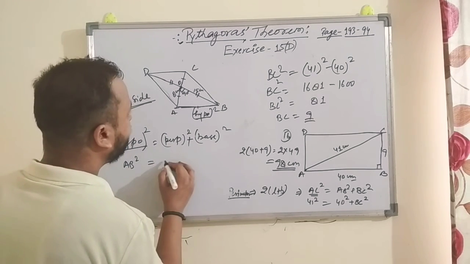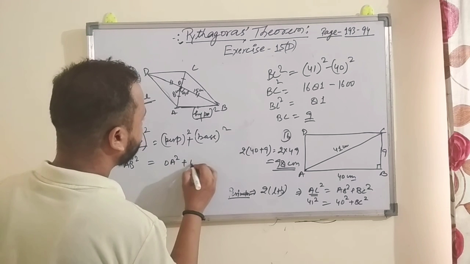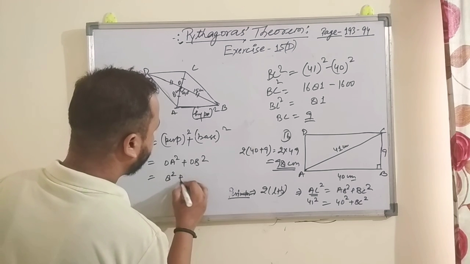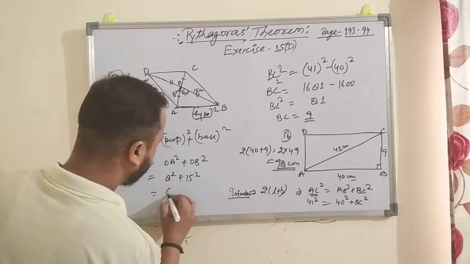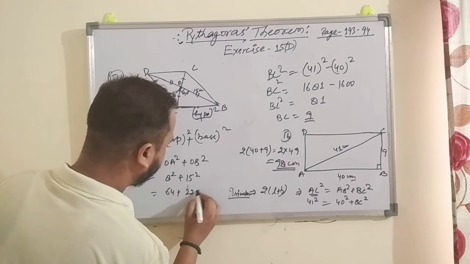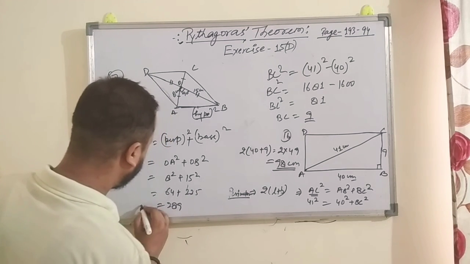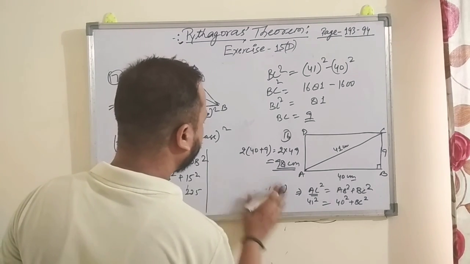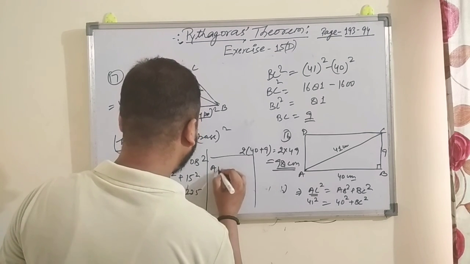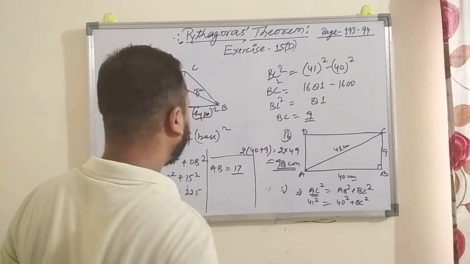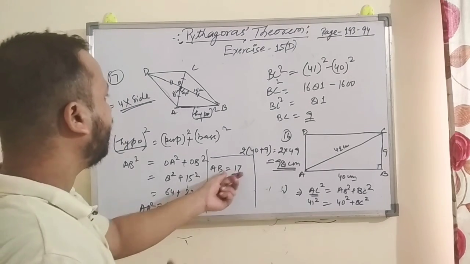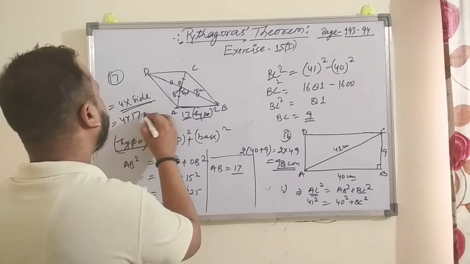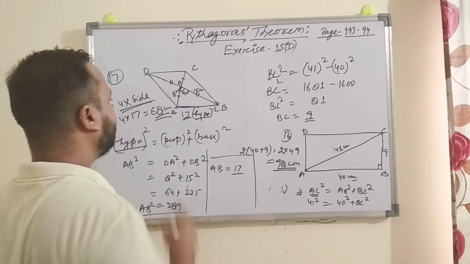You have to find it as OA square plus OB square. The values are given as 8 square plus 15 square. So 8 square is 64 and 15 square is 225. If you add them, you will get the value 289. So AB square is 289. It means AB is equal to 17. So the square of 17 is 289. So AB is 17. So the side length is 17. So perimeter is 4 into 17, that is 68 centimeter.